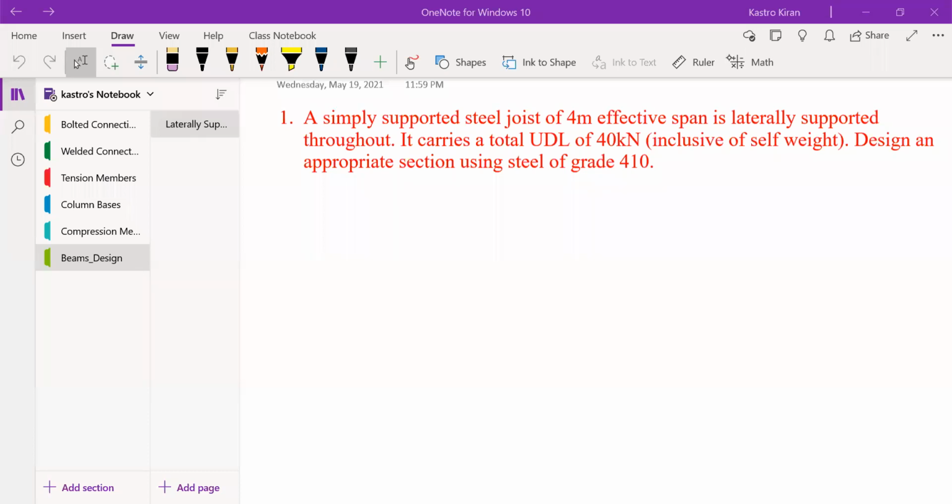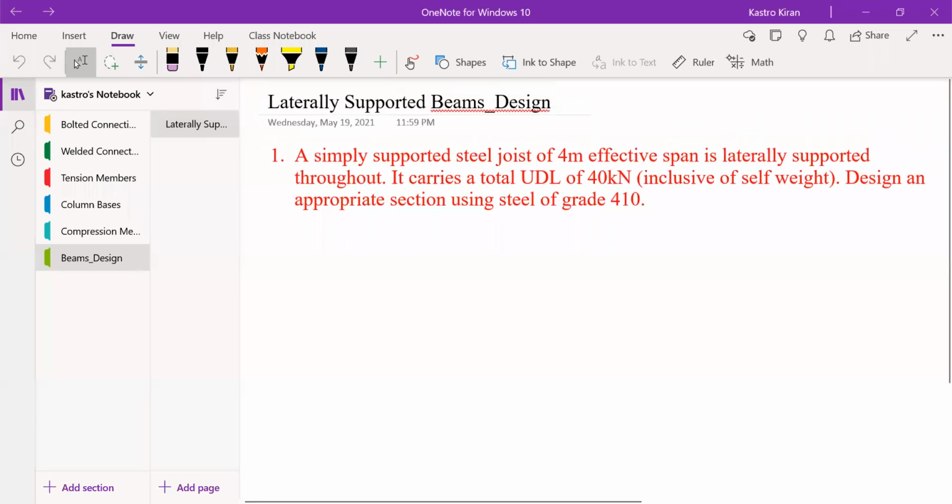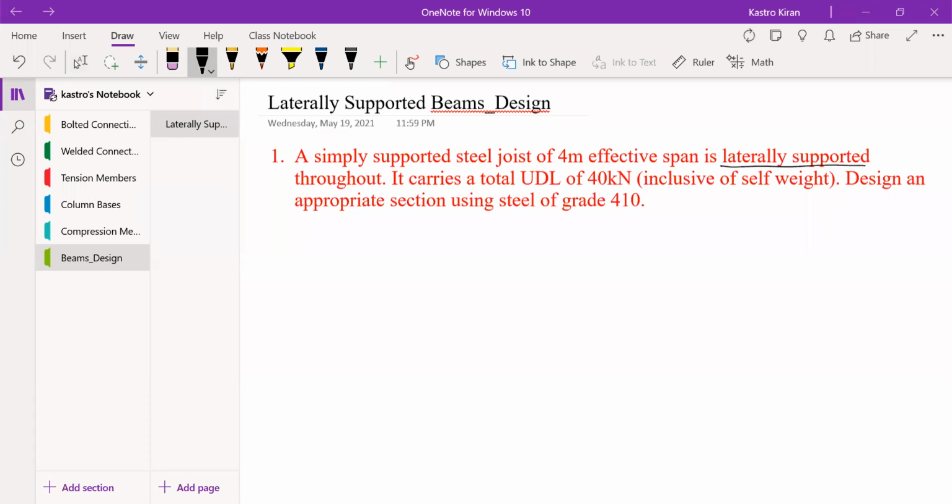A simply supported steel joist of 4 meters effective span is laterally supported throughout, and it carries a UDL of 40 kilonewtons, which is inclusive of self-weight. Design an appropriate section using steel of grade 410. So here the question is very clear that it's a laterally supported beam. So from this you can say that you are going to design a laterally supported beam.